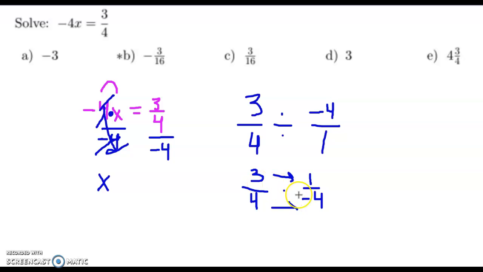A positive times a negative is a negative. 3 times 1 is 3. And then 4 times 4 is 16. And where did I get that negative? Because this is a 4 times that negative 4. And a positive times a negative is a negative. It doesn't matter where you put the negative sign. And there it is. Letter B is my answer.